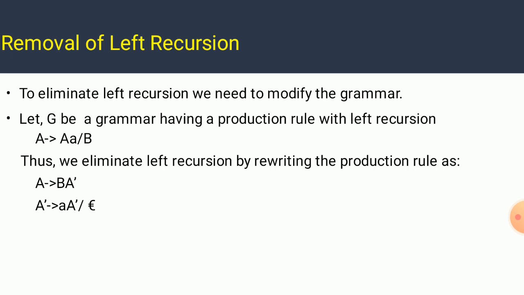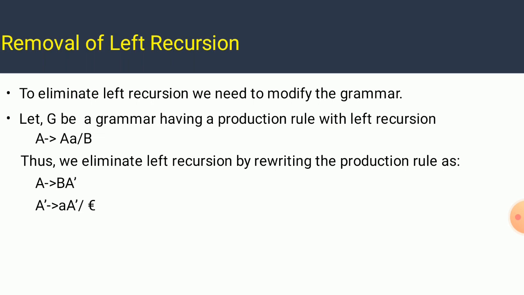If we are given the production A produces small a capital A or small a, B. Here we have seen two productions of A. One production has direct recursion, and the other is independent of recursion. So for removal of recursion, we use the production which is independent from recursion. So capital A produces the independent production, capital B, followed by a new temporary variable, A dash.